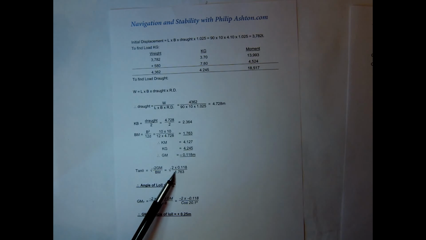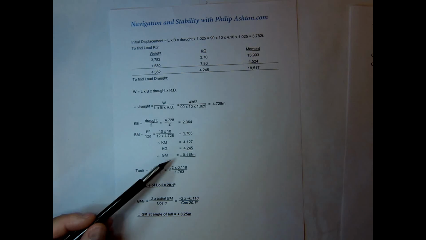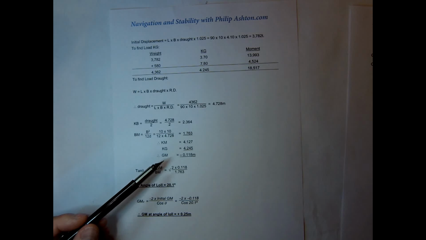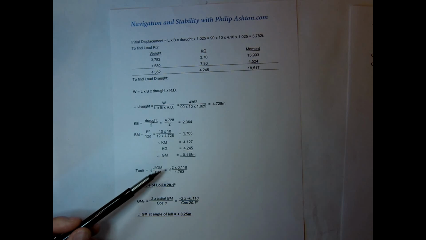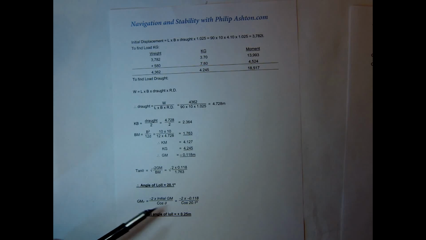We've got those values already. The two minuses cancel each other out, and that becomes a positive, and we get an angle of Loll of 20.1. Then all we do now is put those in the GM formula, minus 2 times initial GM over cos theta, theta of course being the angle of Loll, and therefore we get our GM at the angle of Loll of 0.25. So be careful with this. When it says the GM at the angle of Loll, it isn't this GM here. Remember, at an angle of Loll our GM becomes positive, so don't stop the problem at this point. You must then work out the angle of Loll and then get the GM at the angle of Loll.